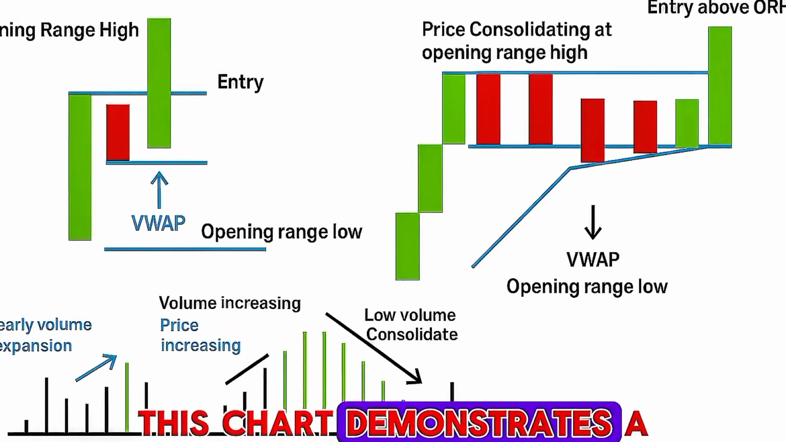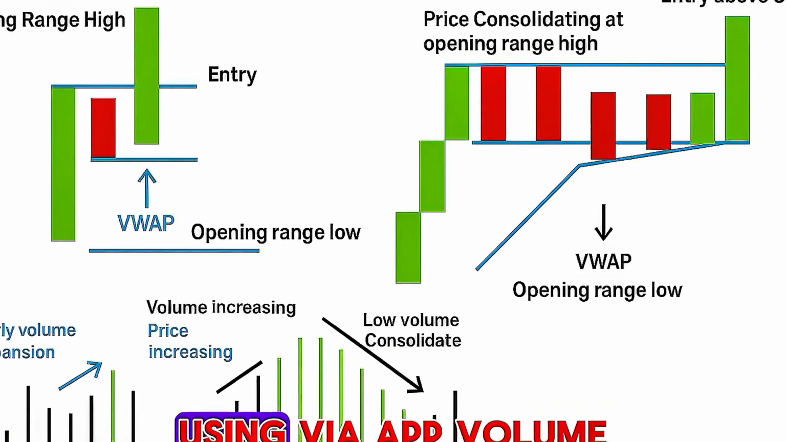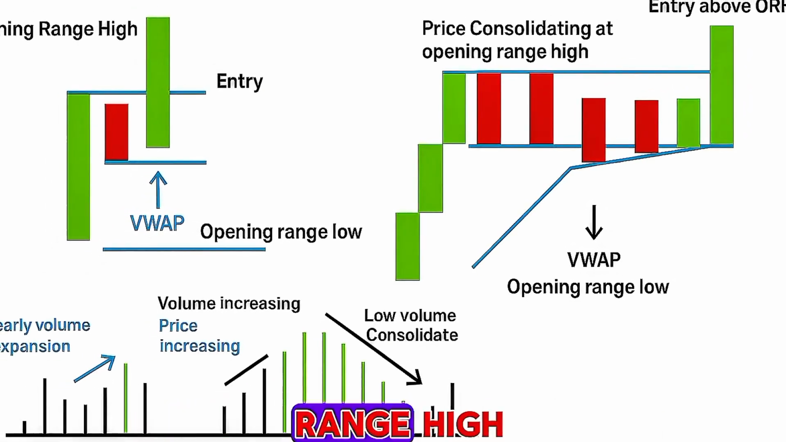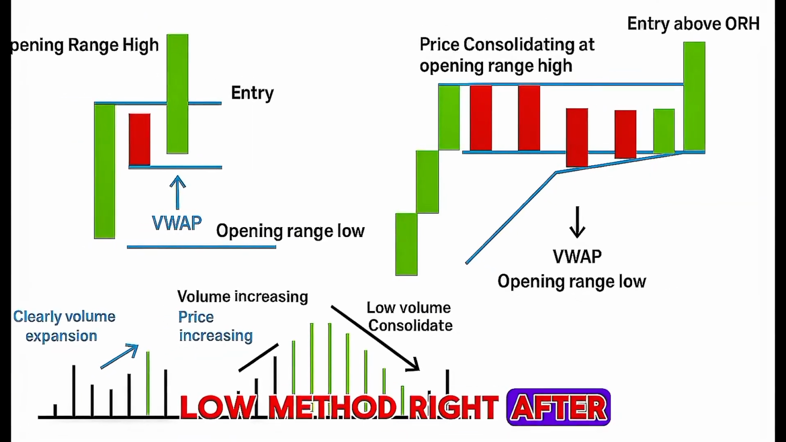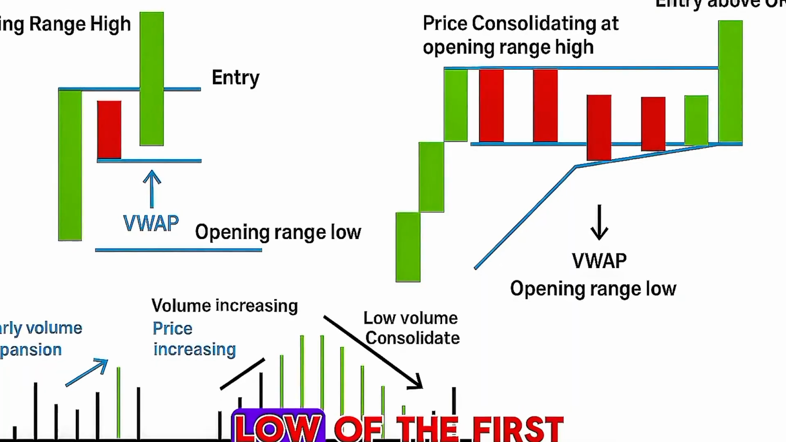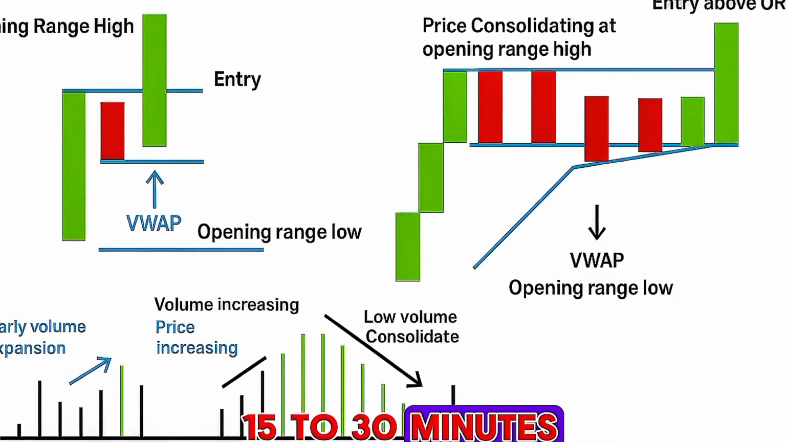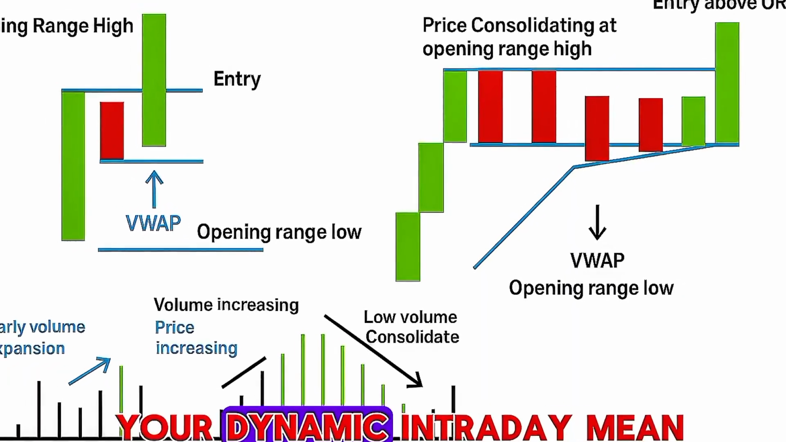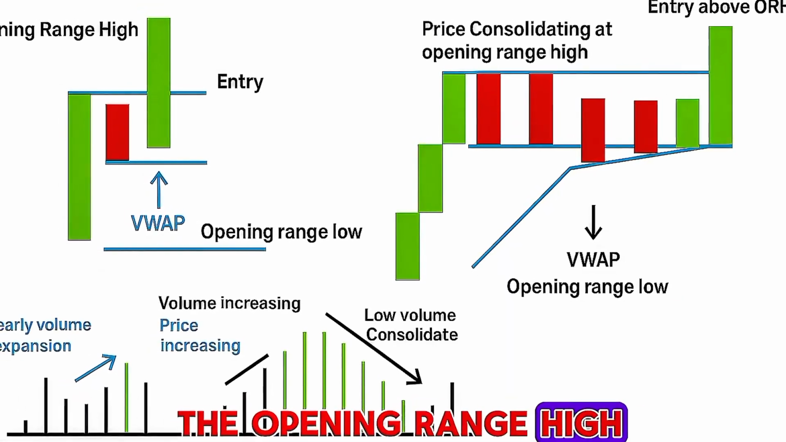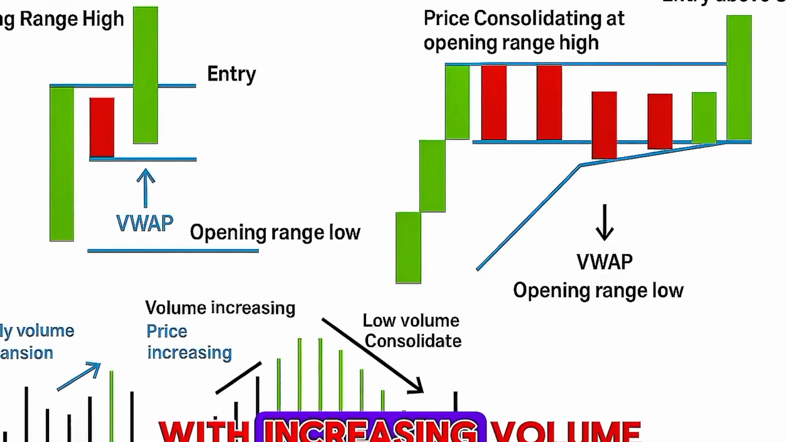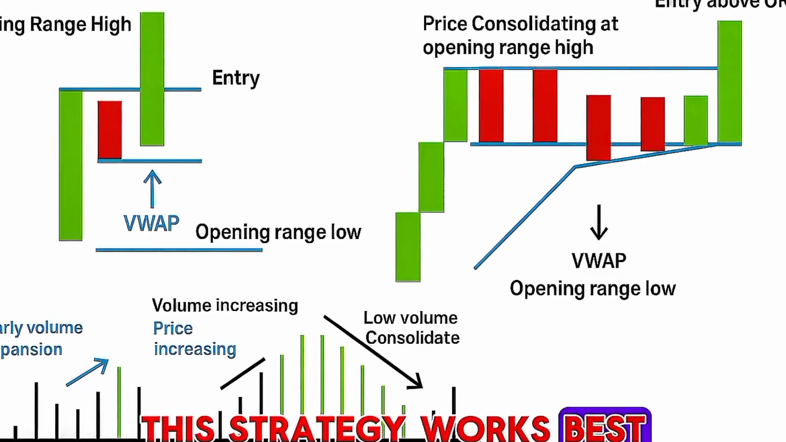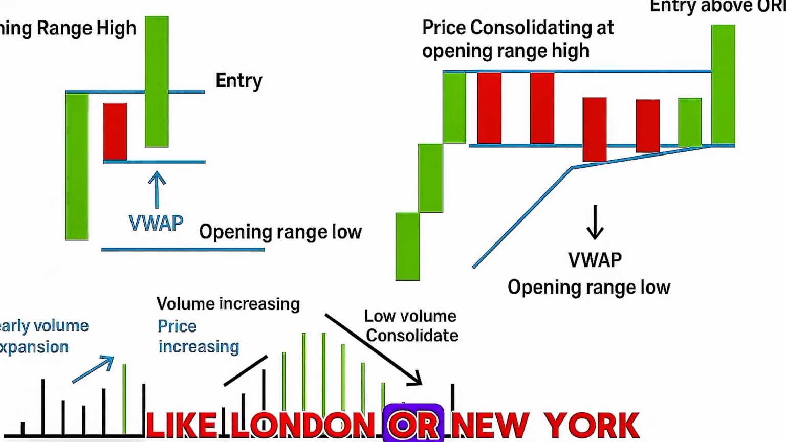This chart demonstrates a professional technique using VWAP, volume weighted average price, combined with the opening range high-low method. Right after the market opens, you define the range between the high and low of the first 15 to 30 minutes. Then track VWAP as your dynamic intraday mean. When price breaks above the opening range high and trades above VWAP with increasing volume, that's your confirmation to enter long. This strategy works best in trending sessions like London or New York.